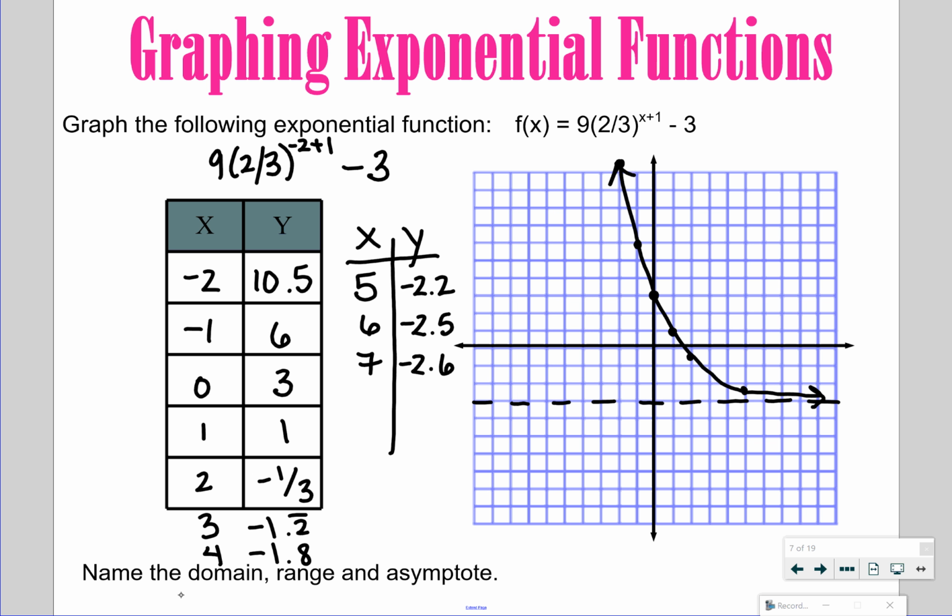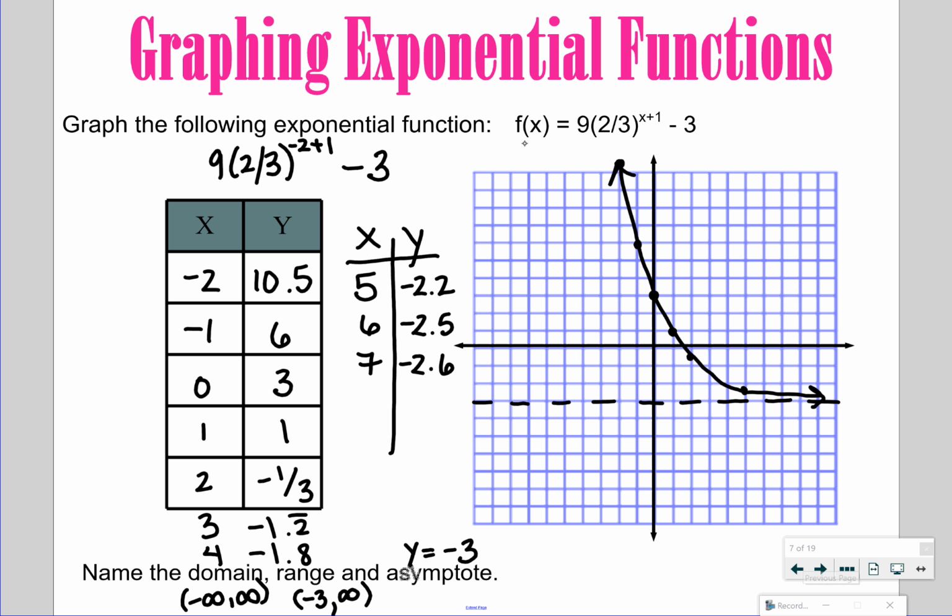So now my properties. Domain is always all real numbers. That's an easy question. My asymptote here is y equals negative 3. That's that line, always a horizontal line, always going to be a y equals in front of it that my graph is approaching but not touching. And then my range is all the numbers larger than negative 3. So negative 3 to infinity because my graph is above that axis. Okay, so now let's look at this problem and the previous one.